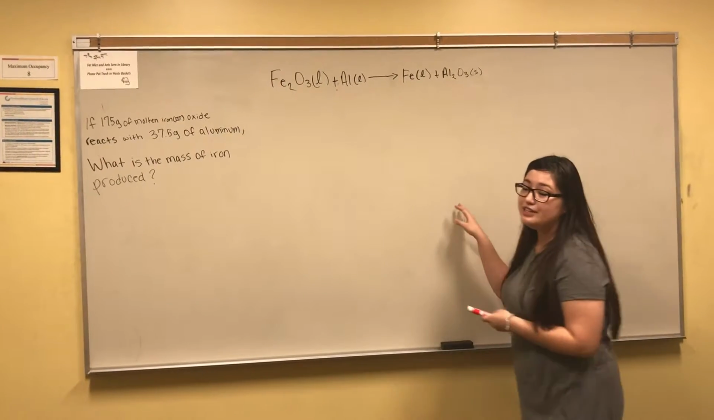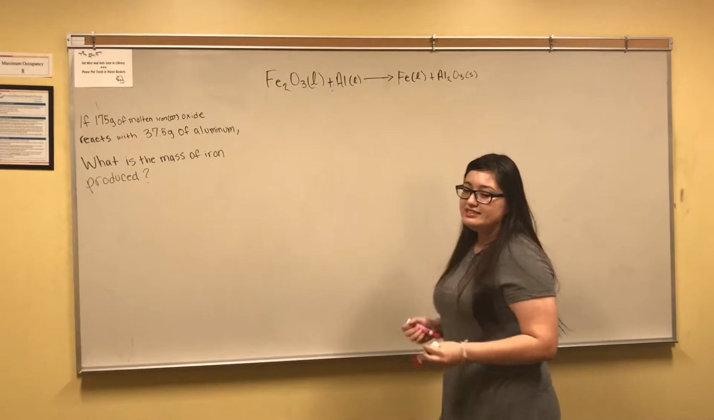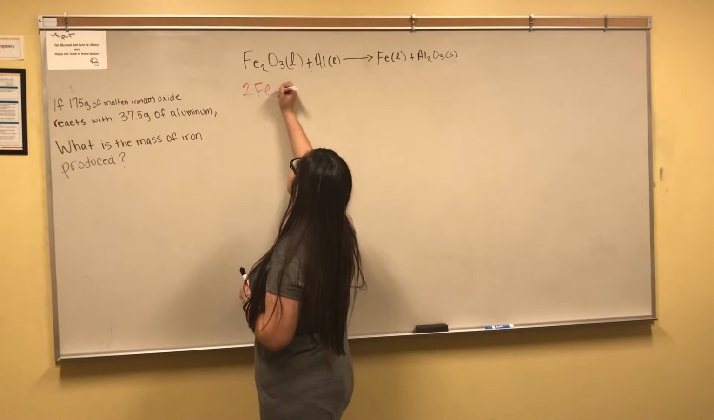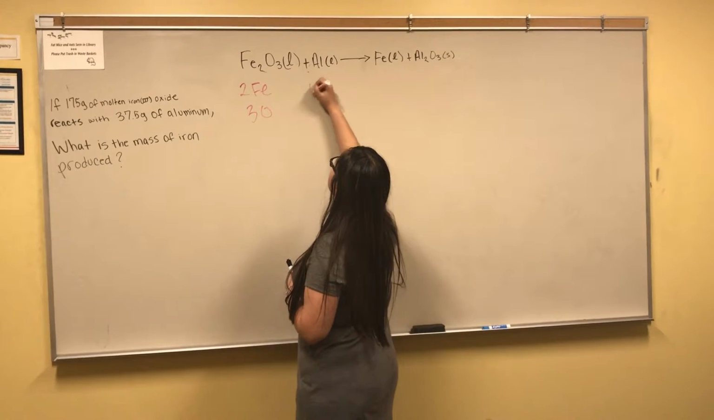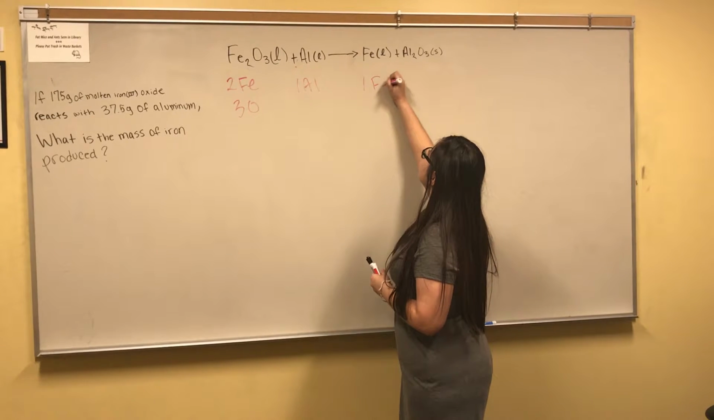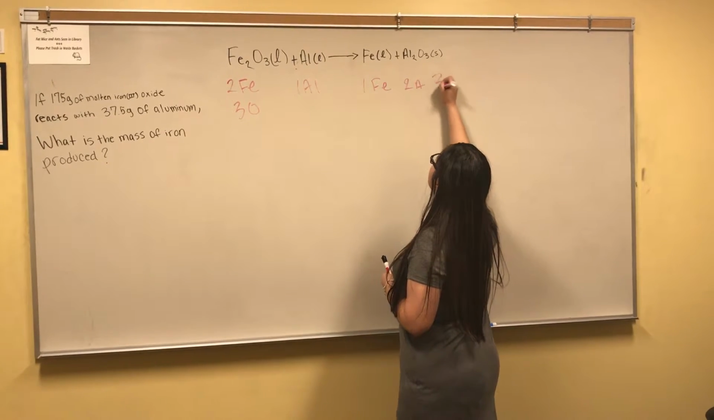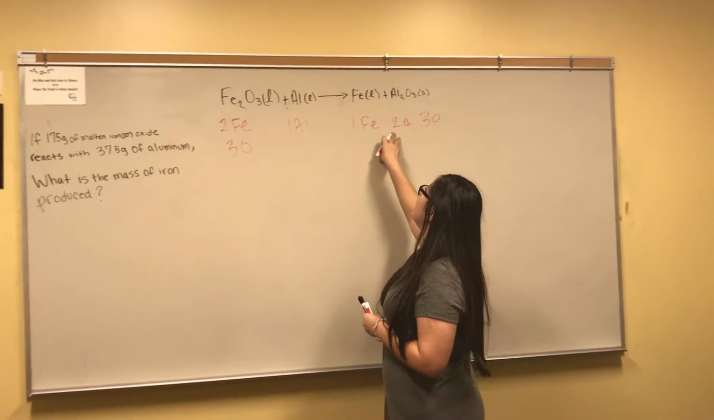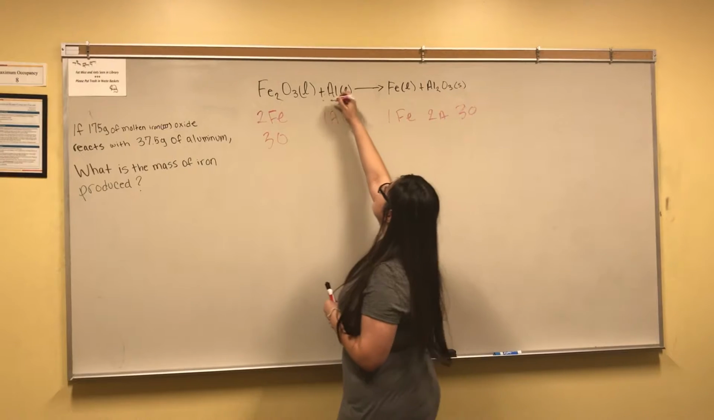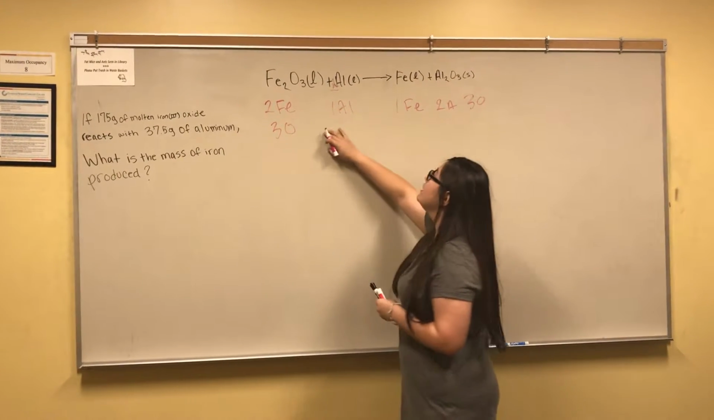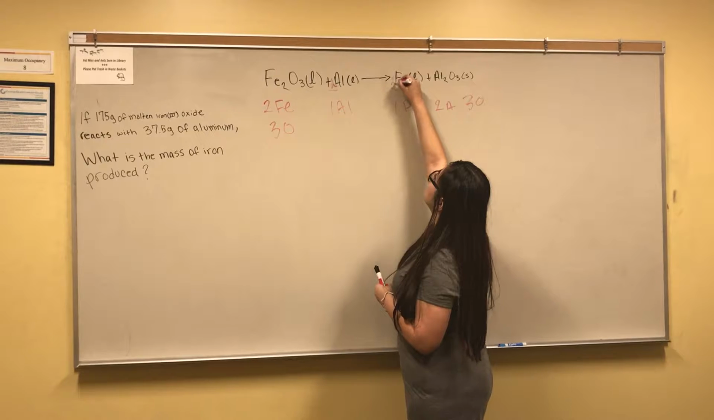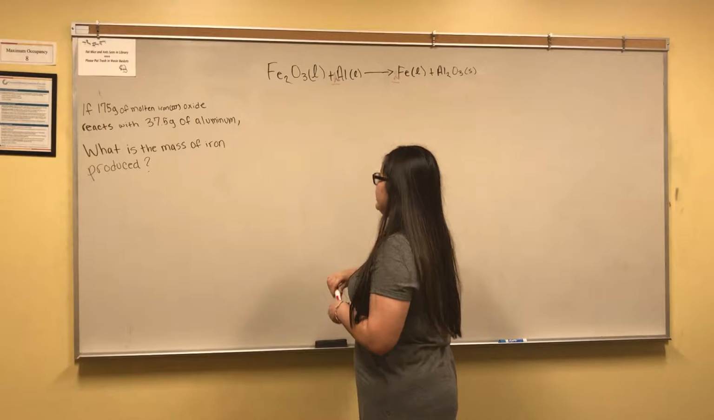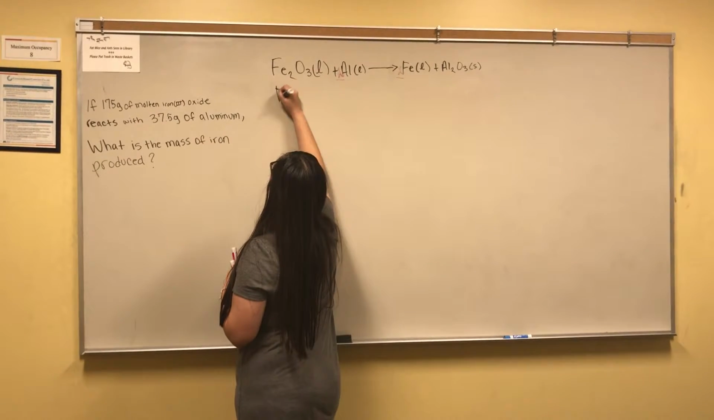So we're going to be using this equation right here, and we have to balance it first. We have 2 Fe, 3 oxygens, 1 aluminum on one side, and 1 Fe, 2 aluminum, and 3 oxygens on the other. We have 3 oxygens on both sides, and we need 2 aluminum on this side, so we're going to put a 2 right here, and we need 2 iron on this side, so we're going to put a 2 in front of the Fe. So now our new equation will look like this.